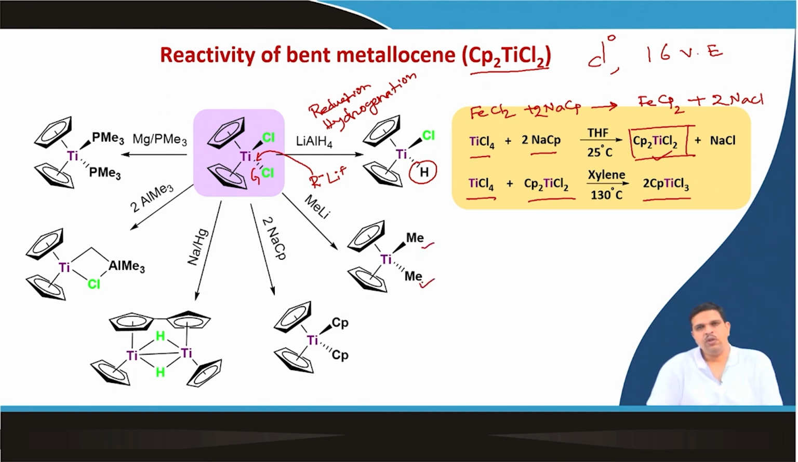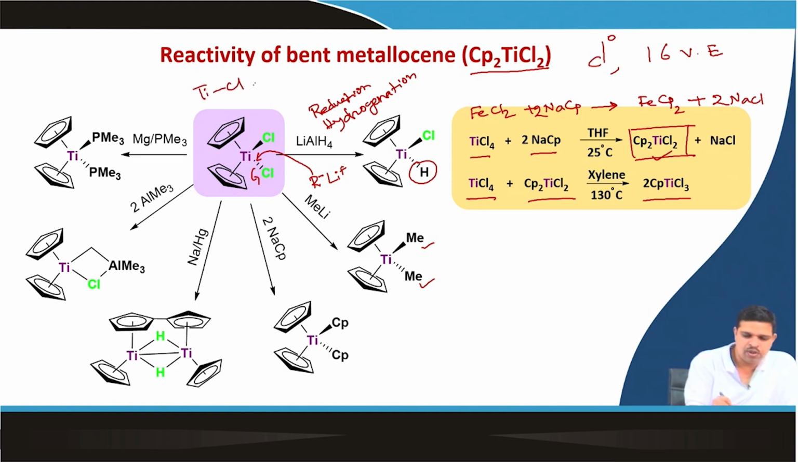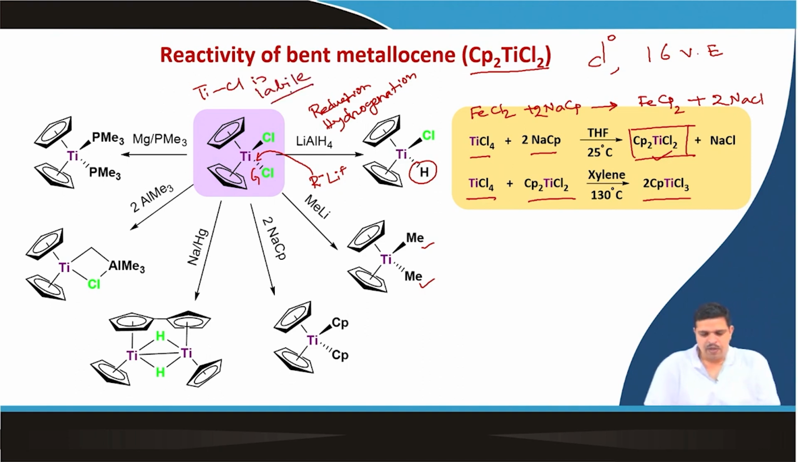Why am I showing this? To show that yes, this can undergo easy substitution reactions, because the titanium chloride bond is quite labile and easily you can substitute, okay, and the bent metallocene moiety is intact. So that means you can functionalize your bent titanium metallocene as you wish.